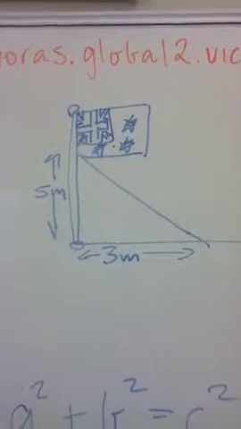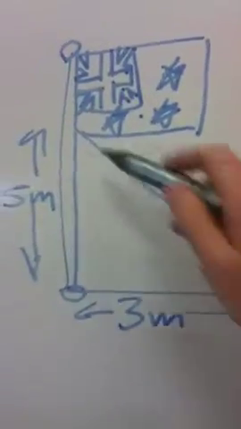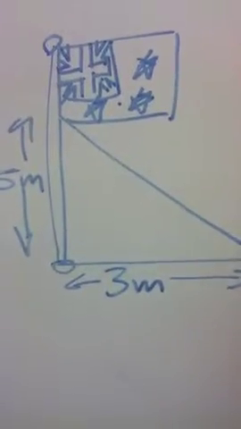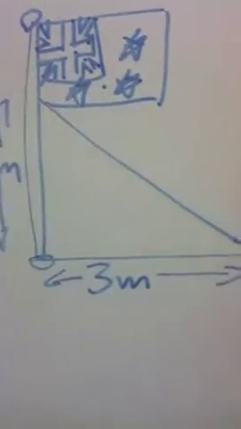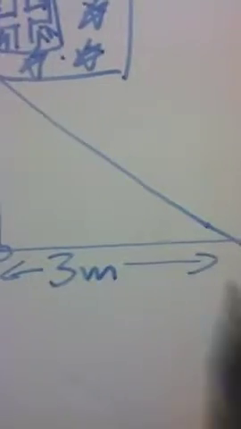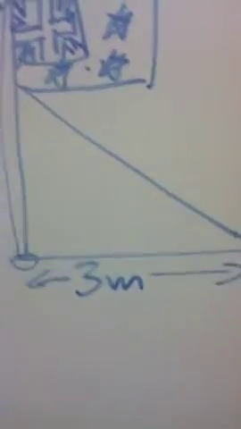Okay, we have a flagpole there. The flagpole couldn't stand by itself, so we had to put a rope in to support it. What I want to work out is how long my rope is. I've attached it 5 meters up my flagpole, and I've attached it 3 meters from the base. What I want to work out, how long that rope is.